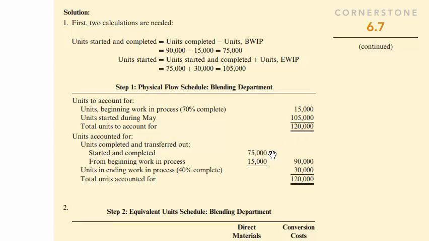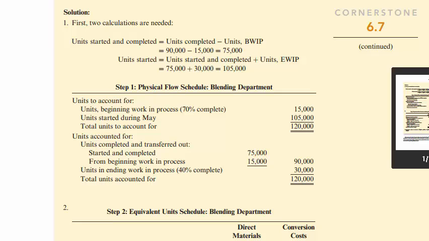We know that we started and completed 75,000, just to the left of my mouse there, and 15,000 came from beginning work in process. So if we add the 75 to the 15, we know that the units completed and transferred out were 90,000, and they gave us that information as well. The units in ending inventory was 30. When we add those two together, we should equal the total units accounted for that we calculated previously.